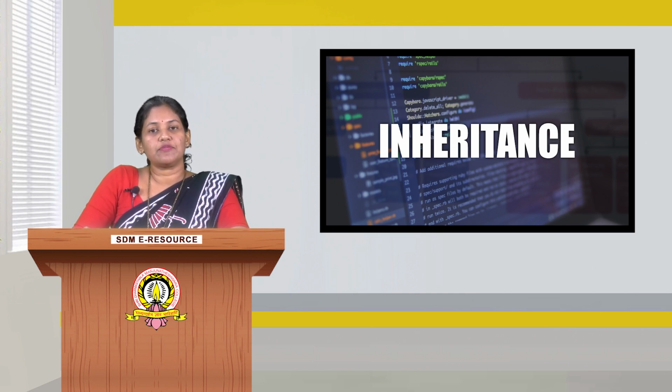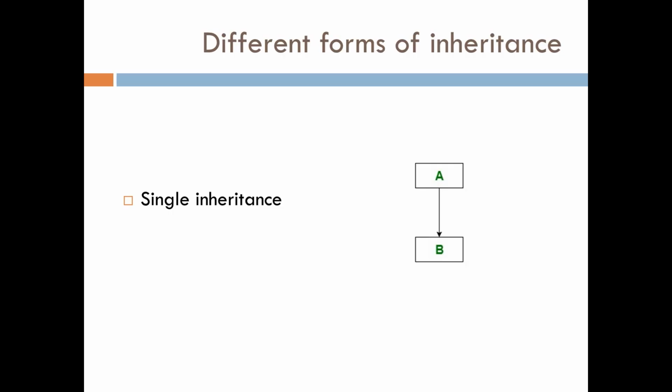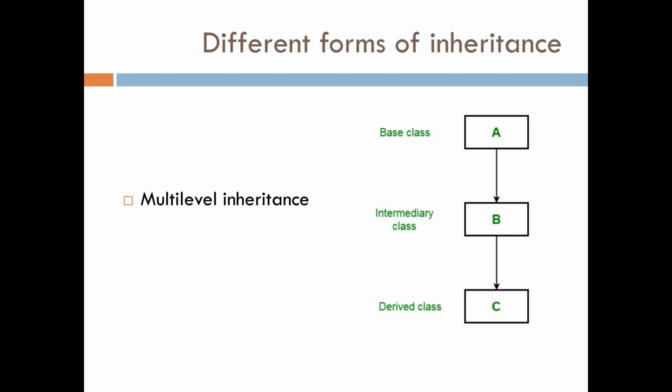So there are different types of inheritance. The first one is single inheritance. In this we have one base class and one derived class. Here class A is the base class and class B is the derived class. And the next one is multilevel inheritance. In this type of inheritance approach, we derive a class from an already derived class. Here class B is derived from class A and class C is derived from class B. Here class B is the child class of A and the parent class to class C.